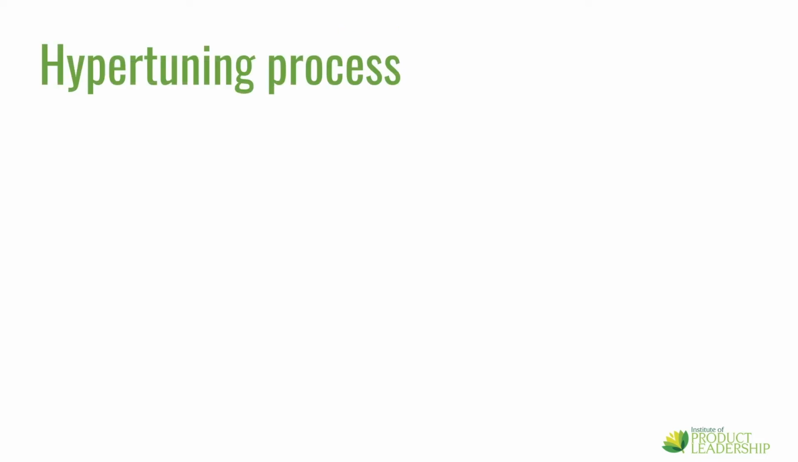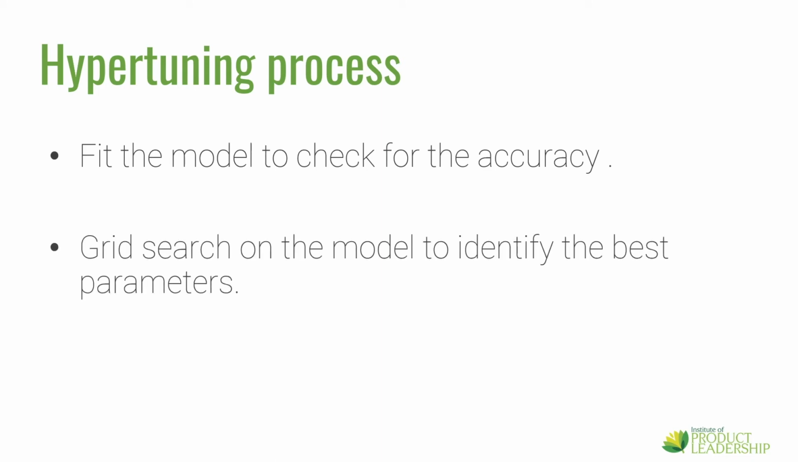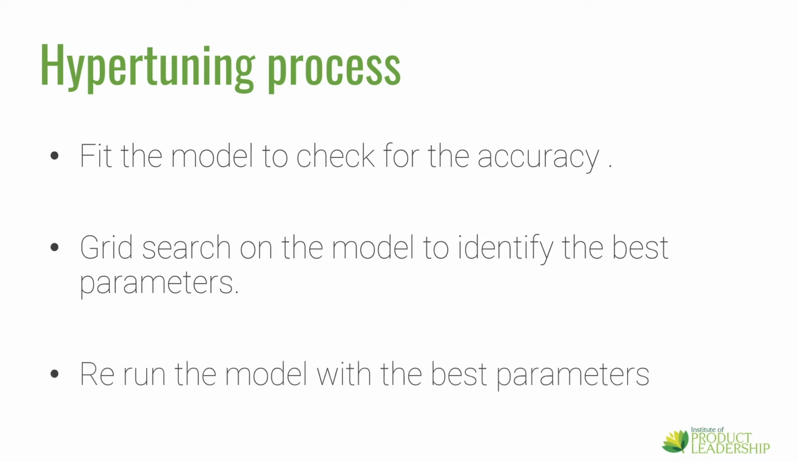For each of the models, we will follow a 3-step process. Step 1. Fit the model, check the accuracy. Step 2. Use grid search on the model to find the best parameter. And step 3, the final step, is to rerun the model with the best parameter and check prediction accuracy again. As stated earlier, the 3-step process is as follows.